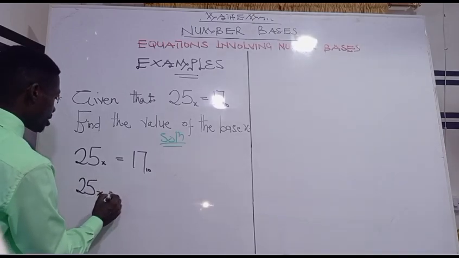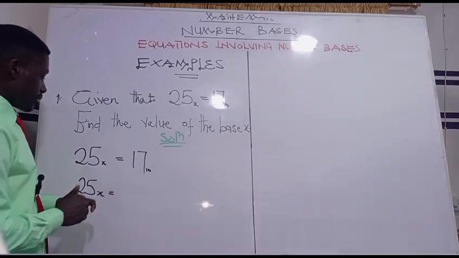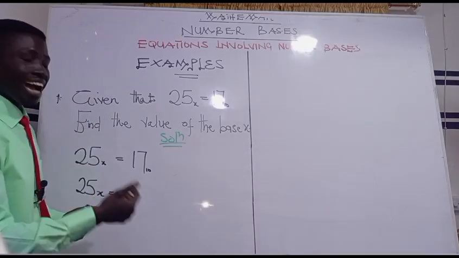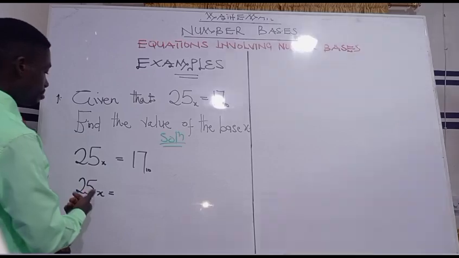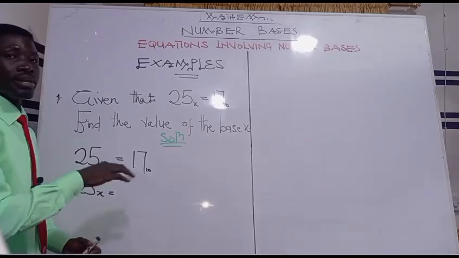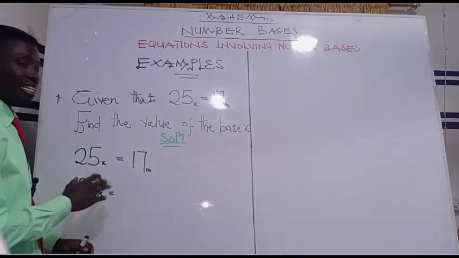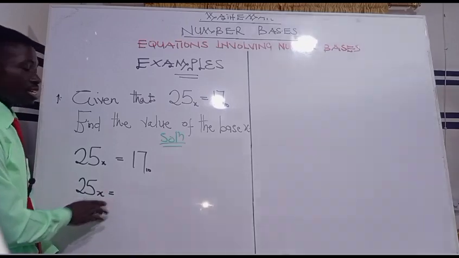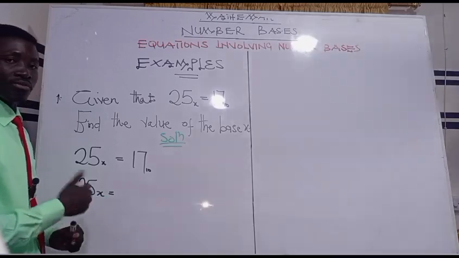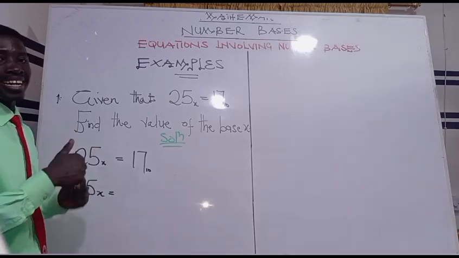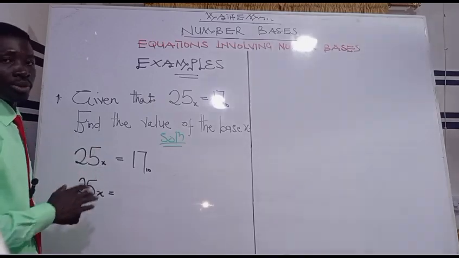So we have 25 to the base of x. Now we have already learned how to convert other bases to a base 10 numeral. So we are going to apply the same method in converting this to a base 10 numeral. If you have forgotten, kindly go back and then watch the previous videos on that.